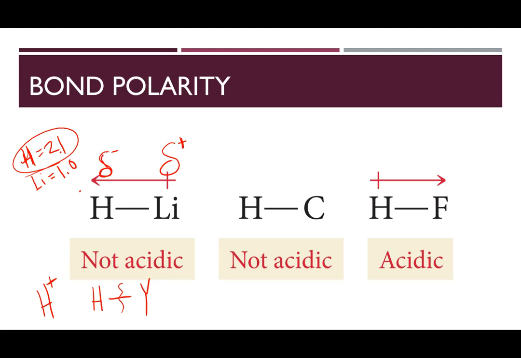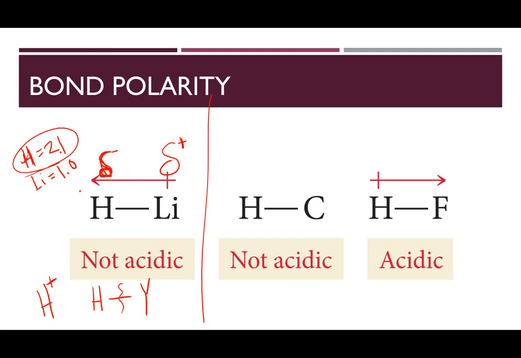So if it's over here hogging electrons and has a partial negative charge, do you think he's going to break away as a positively charged ion? Not likely. Not likely at all. Okay. So when we look at the electronegativity difference, one of the things we have to consider is that the partial positive has to be on hydrogen.